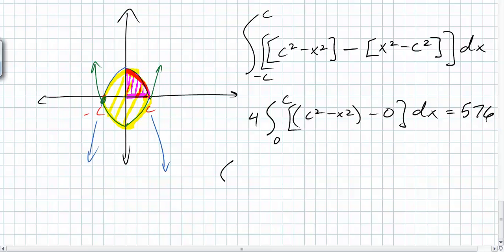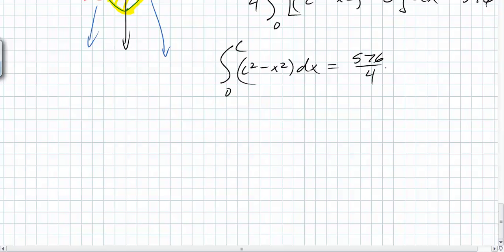That's fine. So now you're looking at the integral from 0 to c of c squared minus x squared dx is equal to 576 over 4. Try solving that now. Go. So let's try it. We can do this. What's 576 divided by 4? Anybody? 144. You do the integral, you get c squared x minus 1/3 x cubed from 0 to c.